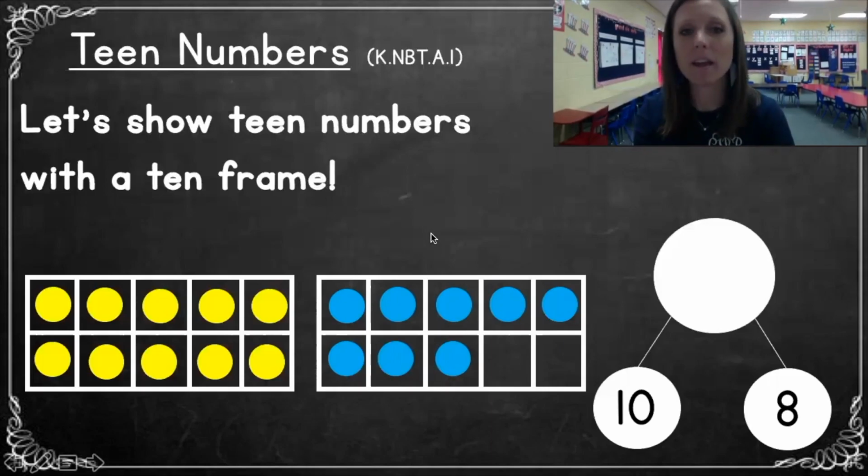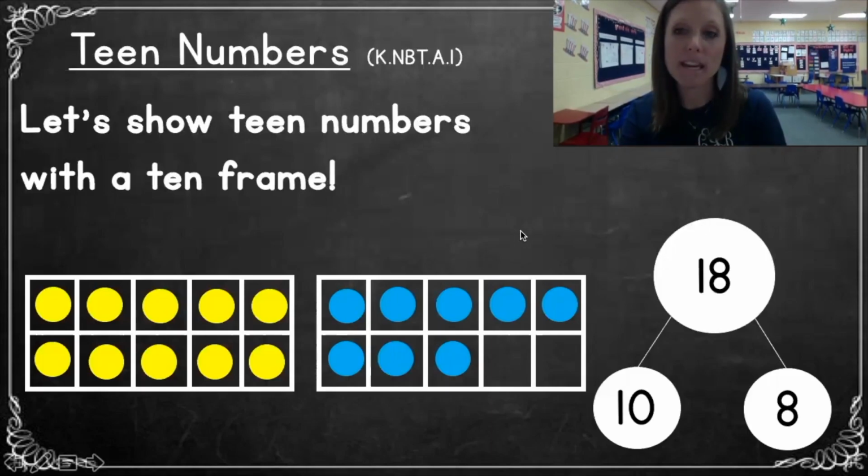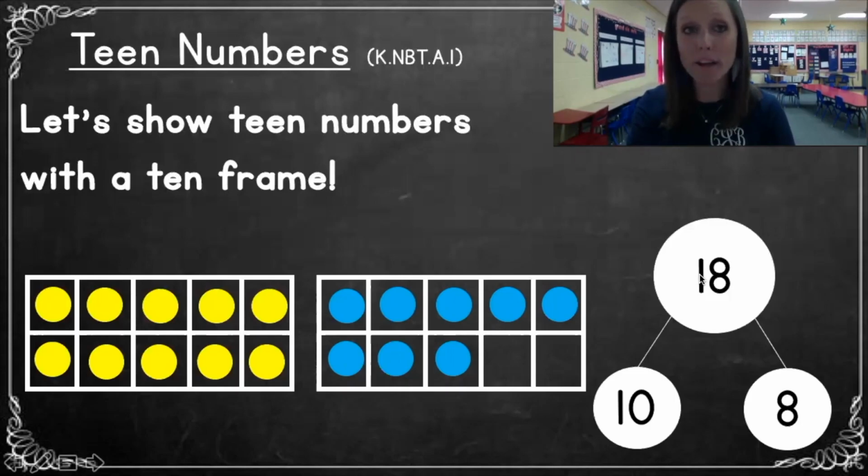Now I'm thinking in my head, a group of 10 and 8 more, and I've got to add those together to figure out what number goes at the top of the number bond. I know a group of 10 and 8 more makes the teen number 18. It's a 1 and an 8. But maybe I wasn't very sure about that. So one other strategy I could use would be to say 10, and then I could count on 11, 12, 13, 14, 15, 16, 17, 18. When we count all of the counters, we have 18 counters. We've shown it on a 10 frame, and we can show it on the number bond.